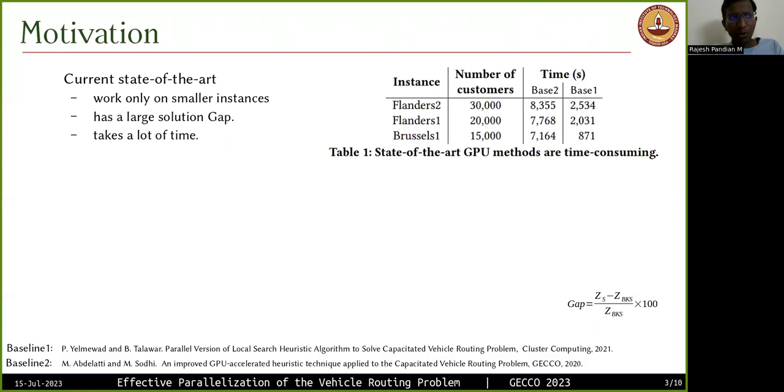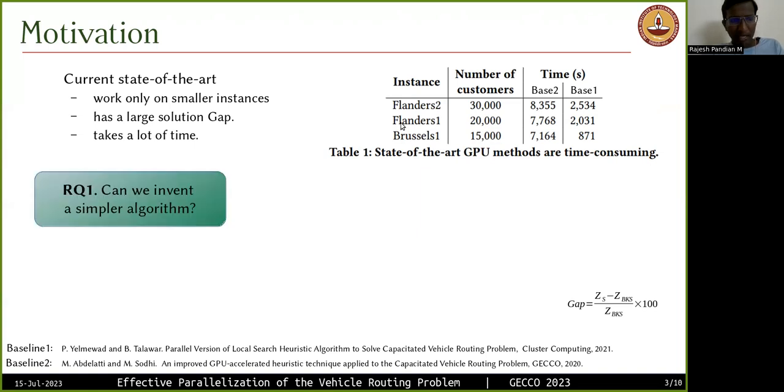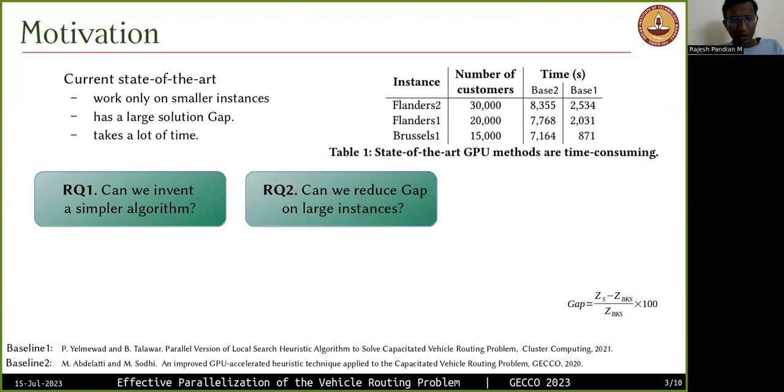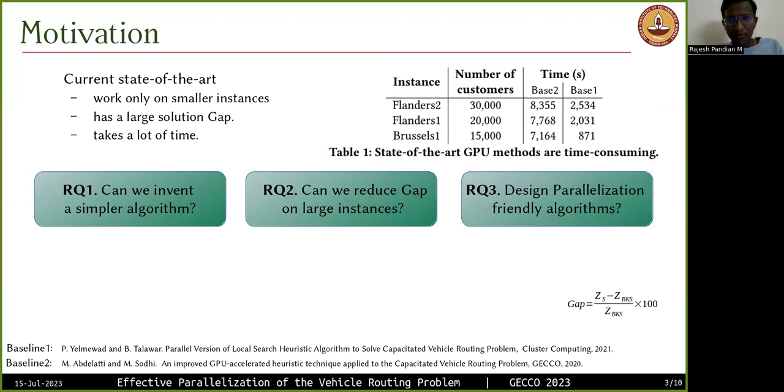For example, to give you a glimpse, these are the largest few instances in the CVRP literature. Even the fastest GPU implementation takes more than 140 minutes to compute the solution for the largest instance, called Flanders 2. So one natural question is, can we reduce the running time? Yes. In addition to it, we ask a few more research questions. Can we invent a simpler algorithm? Can we reduce the gap on larger instances? Can we design parallelization-friendly algorithms?